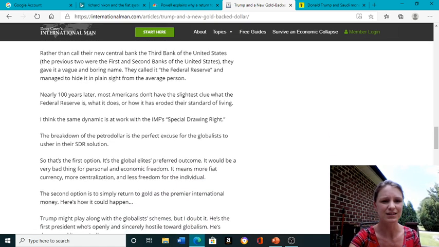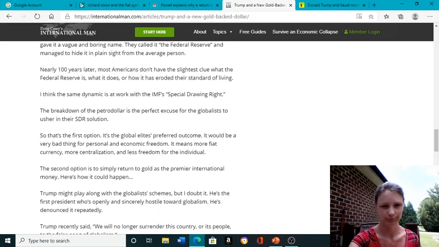So, I think the same dynamic is at work with the IMF's special drawing right. The breakdown of the petrodollar is the perfect excuse for the globalists to usher in their SDR solution. So that's the first option. It's the global elite's preferred outcome. It would be a very bad thing for personal and economic freedom. It means more fiat currency, more centralization, and less freedom for the individual.